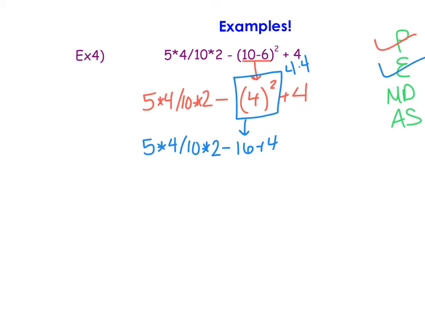Now we've evaluated all of the exponents. At this point, before we do multiply, divide, add, subtract, I like to go through and evaluate the keep, change, change. I only see one in here, so it'd be keep, change, change. So I still have 5 times 4 divided by 10 times 2, and it's plus negative 16 plus 4. So now I can move on to multiplication and division from left to right. Remember, it goes left to right. So we start here with 5 times 4, so that's 20.